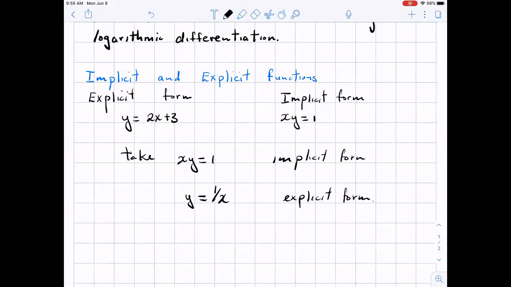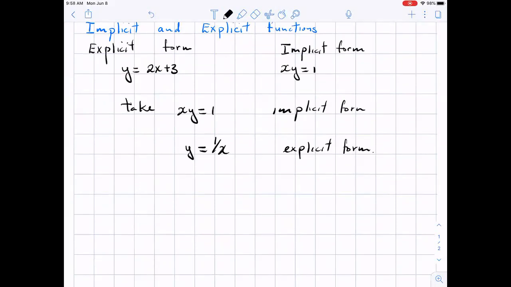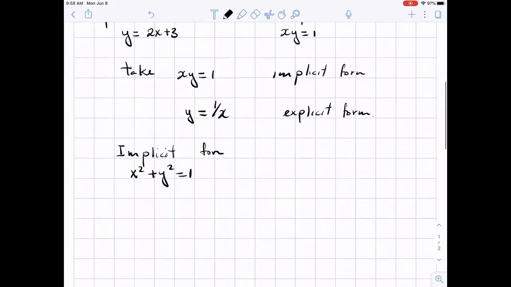Okay, so a very common implicit equation that you've seen, very common, of an implicit form is x squared plus y squared equals 1, right? So this is not a function, but it's an implicit form, because the y is not by itself. So they're very common out there.